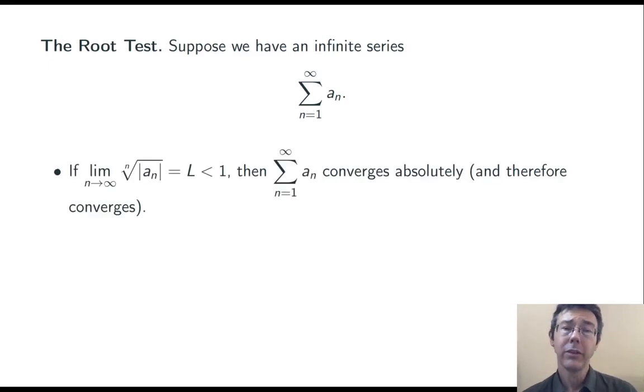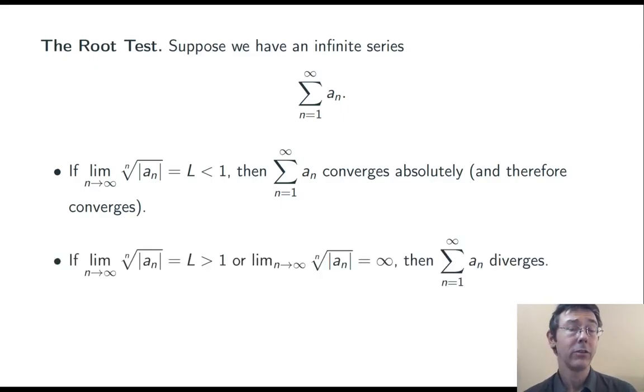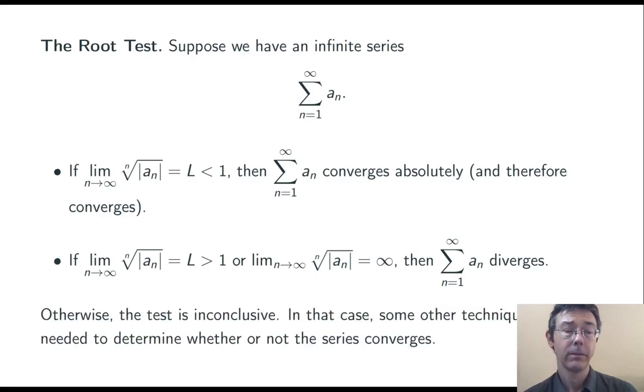The idea of the root test is to look at the nth root of the general term. We take absolute values first, so we don't worry about pluses and minuses. And we consider what happens as n goes to infinity. If that settles down to a value L less than 1, then the series converges absolutely, and therefore converges. On the other hand, if it settles down to a value L greater than 1, or if the limit is infinity, then the series diverges.